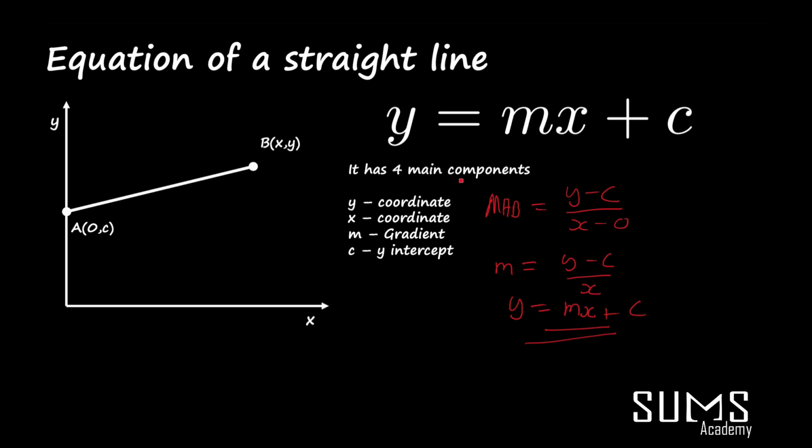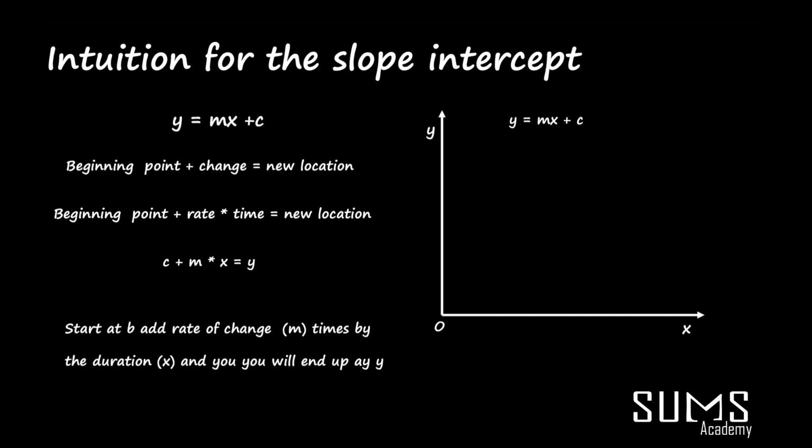Rather than just trying to memorize this, I'm going to try and explain it in more general terms that make a bit more sense, because I think this is quite an abstract way to look at it. So, a bit of intuition for the slope intercept. Instead of thinking of y equals mx plus c, just think about being at a starting point, then a change happens, and then you're at a new location. Think, you're leaving your house, you then walk to the shops, and that's you in your new location. That's basically what this equation describes.